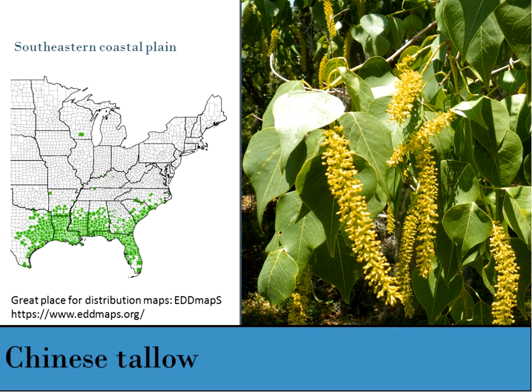Chinese tallow tree was originally introduced, it was believed by Benjamin Franklin in the early 1800s, as an ornamental tree species because of its beautiful fall foliage. It turns purple, red, and yellow in the fall. It has a really neat fruit that opens up, and it's also called popcorn tree because the fruit looks like popcorn. If you're looking for a great place for distribution maps, EDDMapS through UGA is a great place to go, and that's where this map was taken.